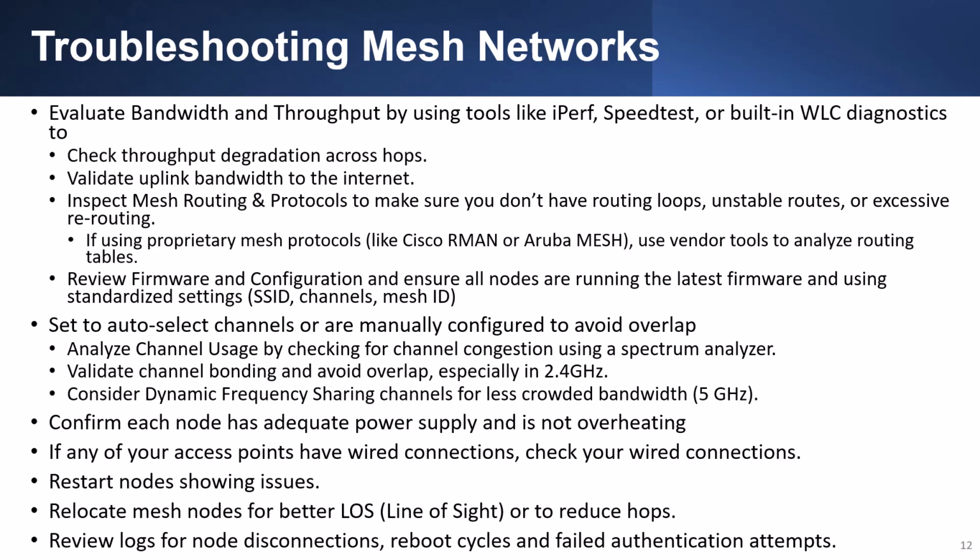Confirm each node has adequate power supply and is not overheating. If any of your access points have wired connections, check your wired connections. Restart nodes that show issues. Relocate mesh nodes for better line of sight or to reduce hops. And lastly, review logs for node disconnections, reboot cycles, and failed authentication attempts.